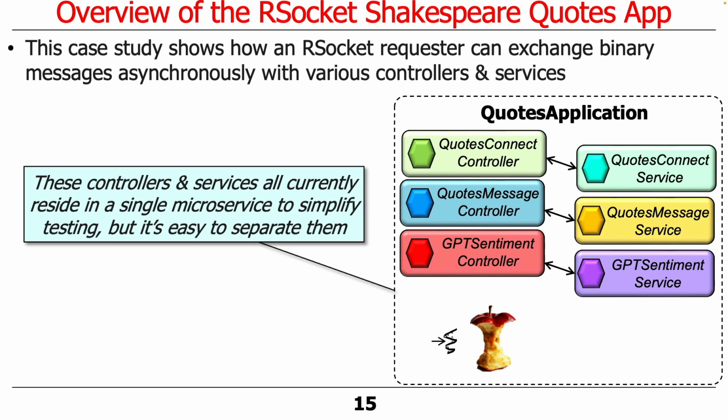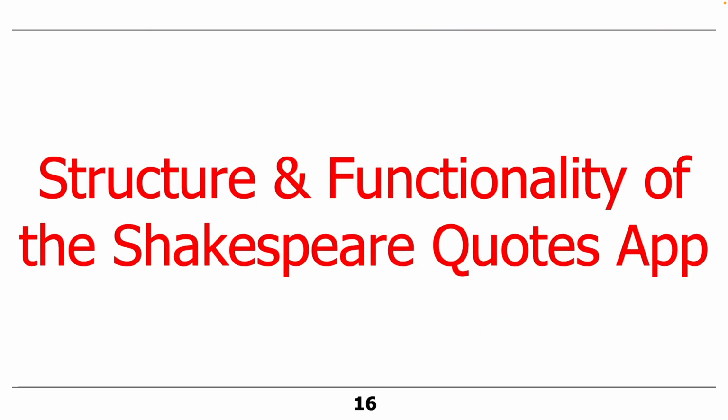Right now, all the controllers and services all run in a single microservice, but it would be easy to split them apart into separate microservices. I did it this way primarily so that everything could be tested by pushing one button and it would launch the responder automatically and make the request from the requester. So that was just for testing convenience, but you really wouldn't design a real system like this.